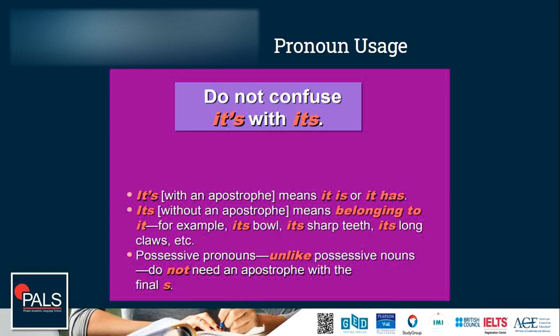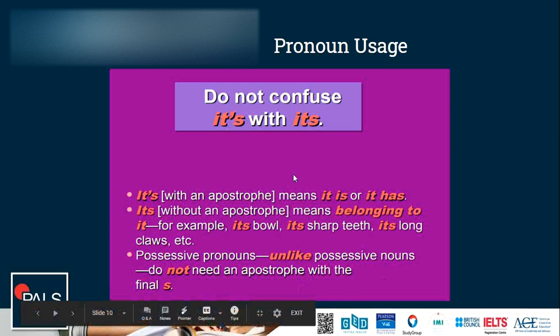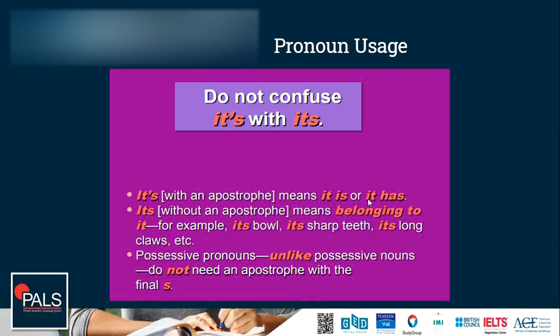One confusing thing that a lot of my students are confused about is whether to put an apostrophe before the S or no apostrophe. So there's a huge difference. Do not confuse the one with an apostrophe with the one that doesn't have. It's with an apostrophe means it is, or it has.